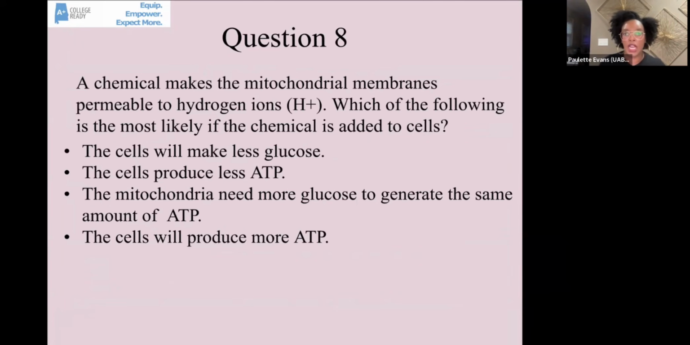A chemical makes the mitochondrial membranes permeable to hydrogen ions. Which of the following is most likely if the chemical is added to cells? The cells will make less glucose. The cells produce less ATP. The mitochondria need more glucose to generate the same amount of ATP. The cells will produce more ATP. Go ahead and log your answer choice in Edpuzzle.